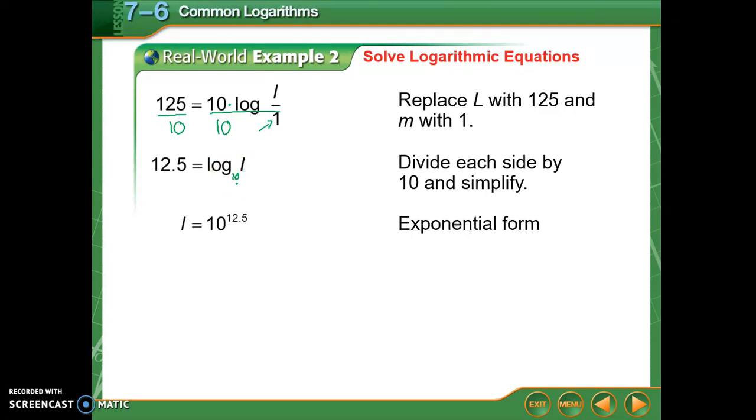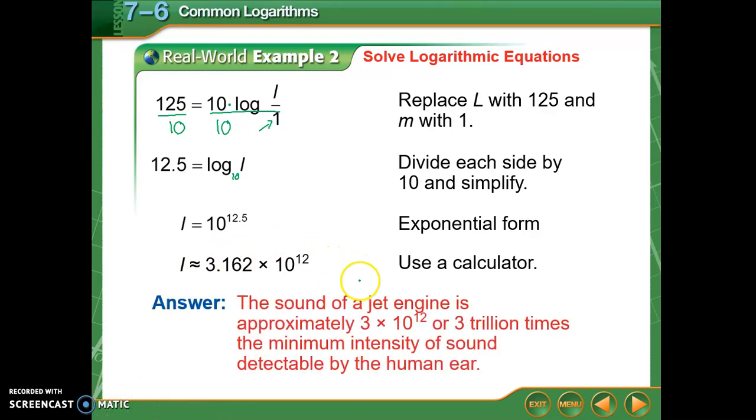So I use my definition of a logarithm to write this in exponential form. 10 to the 12.5 equals I. And then I can just use a calculator to figure out that that is 3.162 times 10 to the 12th. That's scientific notation because the decimal is so big. And so the sound of a jet engine is approximately 3 times 10 to the 12th, which is about 3 trillion, times the minimum intensity that a human ear can detect.